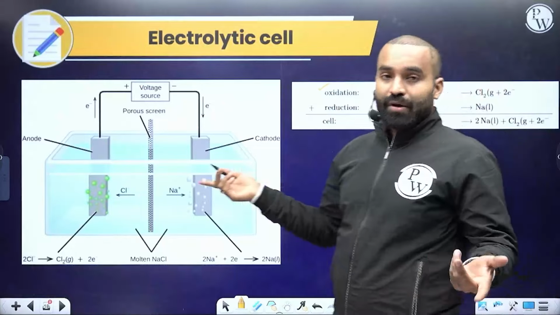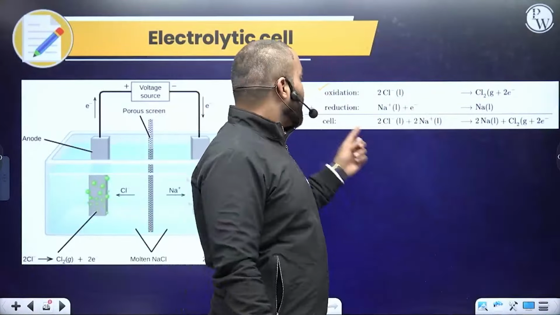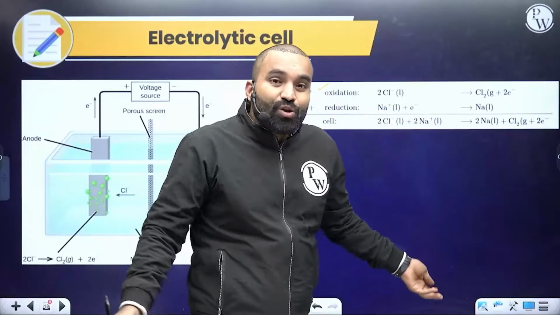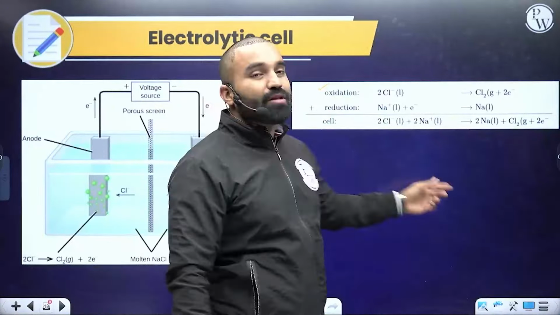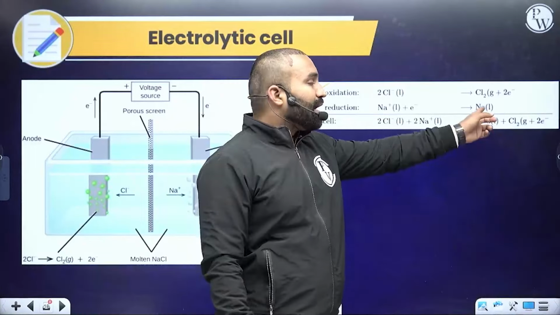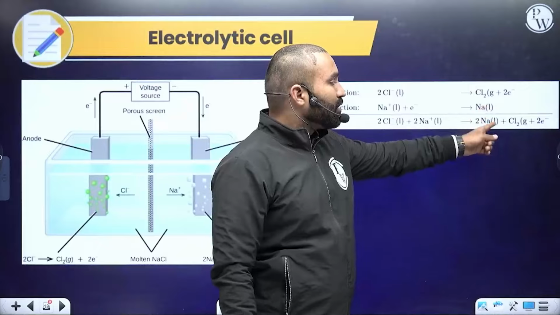Where does oxidation happen? On the anode always. So Cl2 gas will be liberated. And Na+, which does not want to ever accept an electron, hence it's a non-spontaneous reaction, but under the influence of voltage you can ask it to accept the electron. So you have got sodium, you have got chlorine obtained.